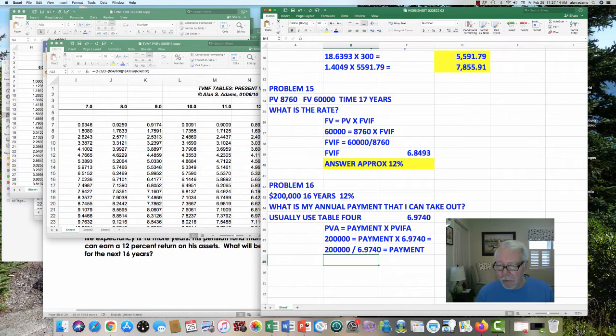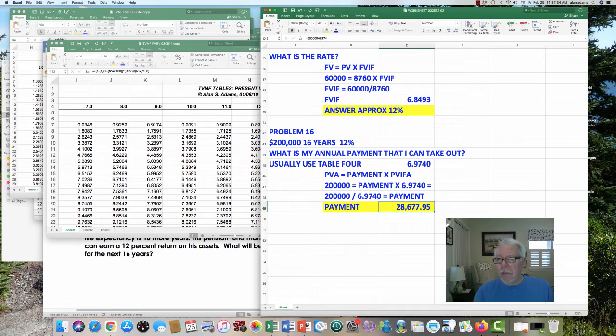That's what I'm looking for. So my payment, therefore, is going to equal $28,677.95. That's your answer. All right? Alexander can take out $28,677.95. He starts with $200,000. It earns 12%. It goes up. But then he takes out $29,000, comes down. But he's still got something left.